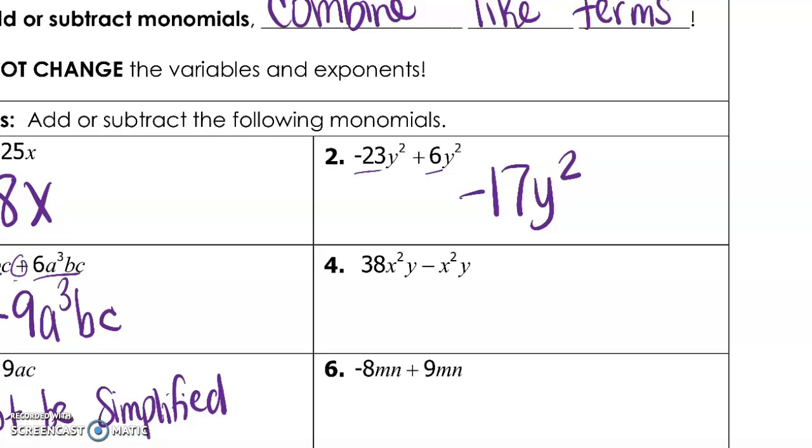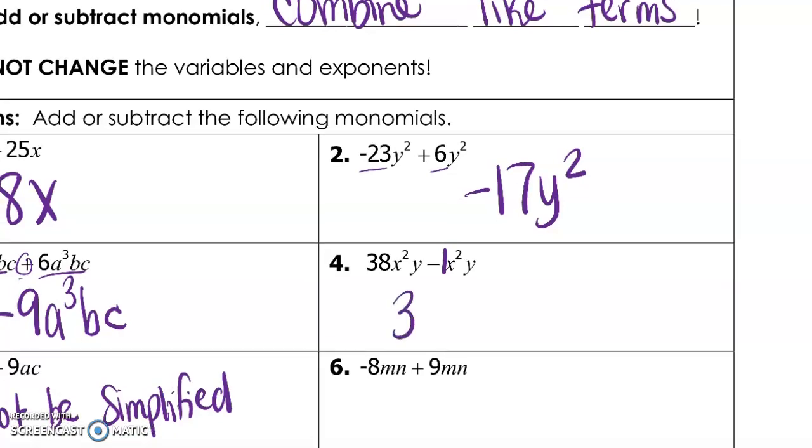Number 4, some people think those just cancel out and you're left with 38. That is not correct. You can always put a 1 in front. If you don't have a number in front, you add a 1. So 38 minus 1 gives us 37x squared y.